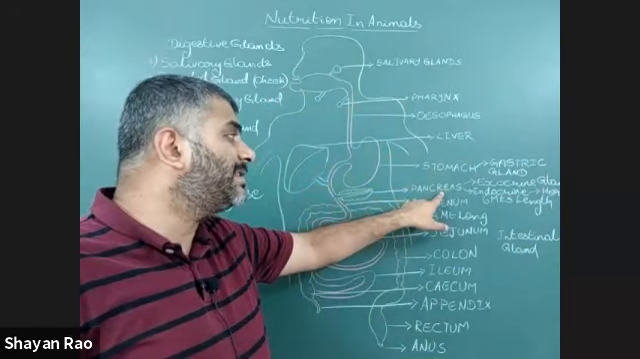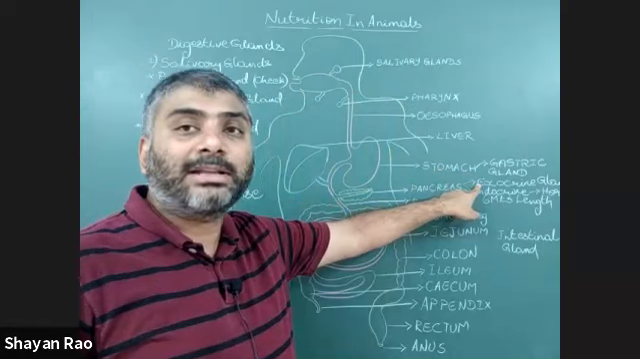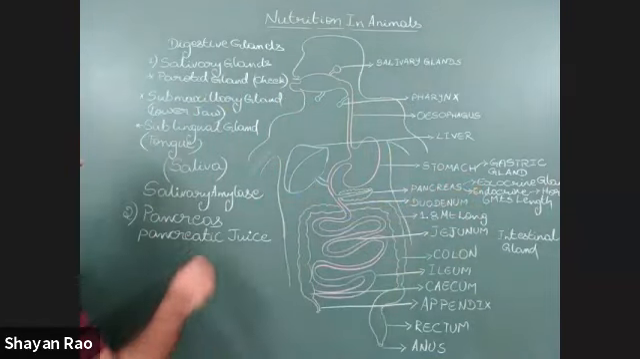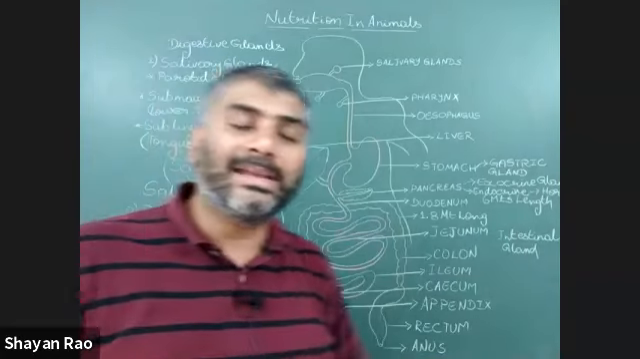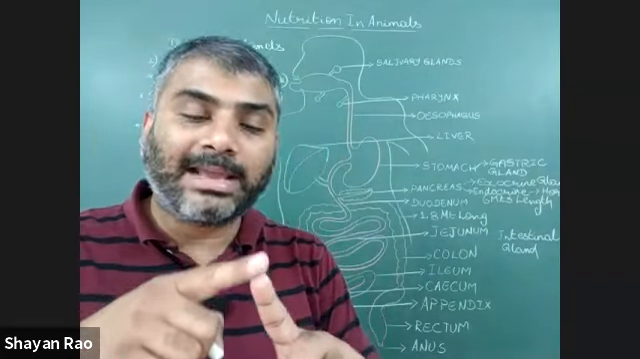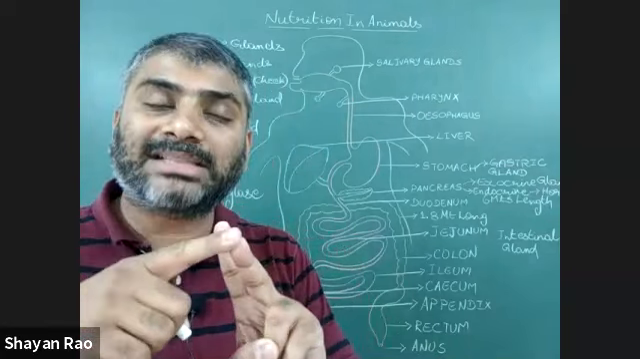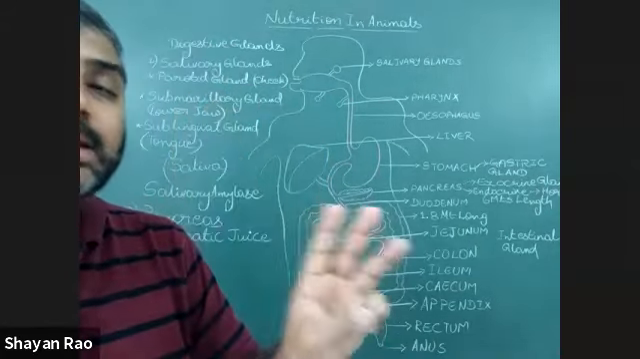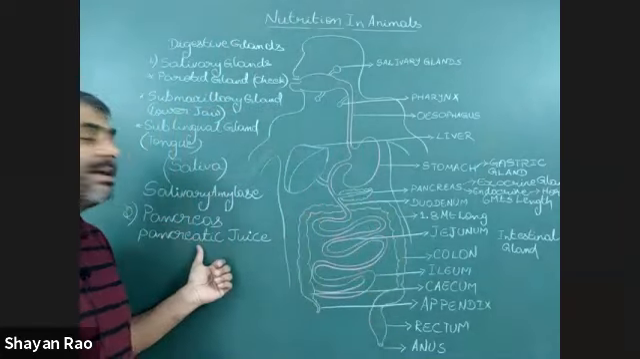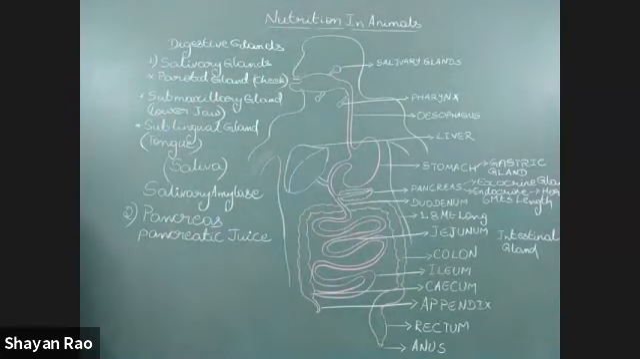Our interest here is the pancreas acting as an exocrine gland, and that exocrine gland secretes pancreatic juice. The pancreatic juice mainly contains pancreatic amylase, pancreatic lipase, and pancreatic trypsin. Three important enzymes are secreted by the pancreas. So hope this part is clear. Everybody, right? Okay.